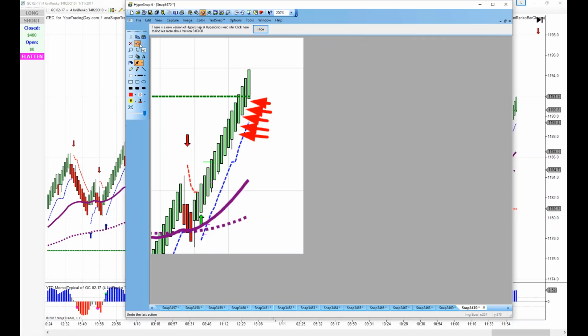Now, eventually what will happen is a couple of things. One, you see this wick right here? That wick would have stopped us out. If we had our stop loss one tick under this bar right here, this wick would have stopped us out.